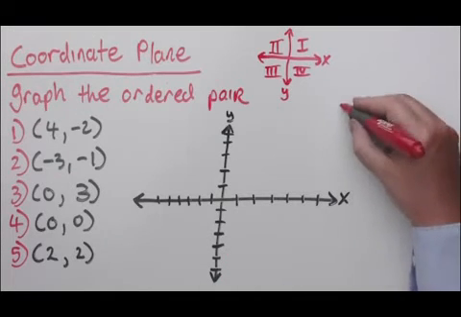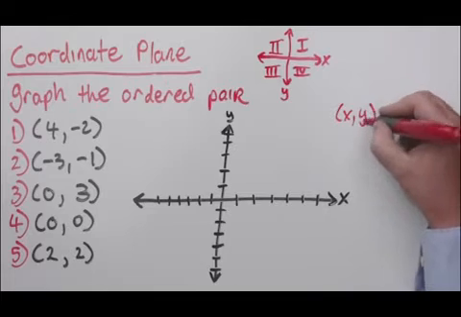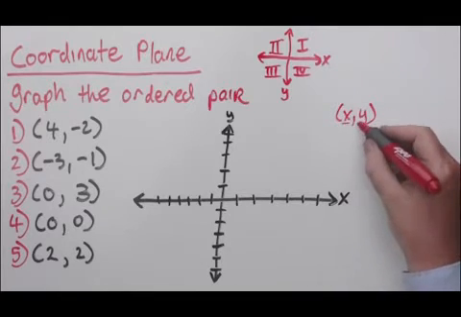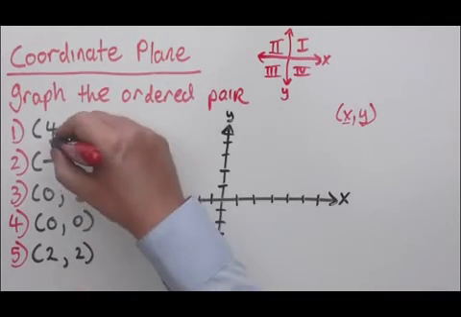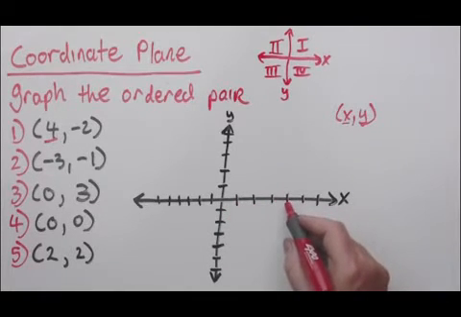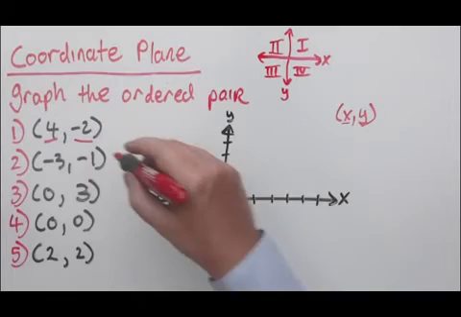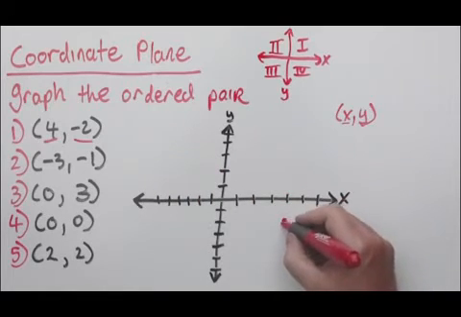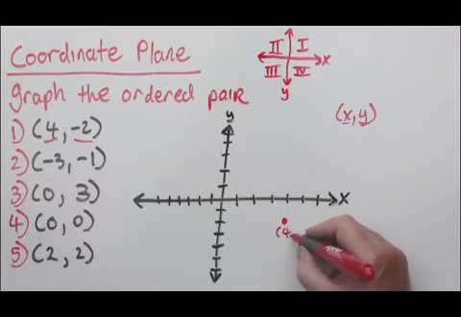So let's look at plotting points on the coordinate plane. Now we're always going to put an x and a y. So let's look at the first one. 4, negative 2. So that's going to always start at the origin. In the middle it goes over 1, 2, 3, 4. And it goes down, because it's negative 2. From here it's going to go down 2. Negative 2. So that's 4, negative 2.